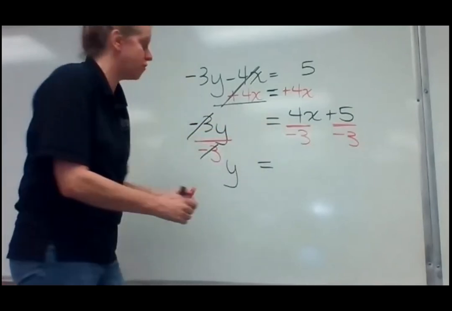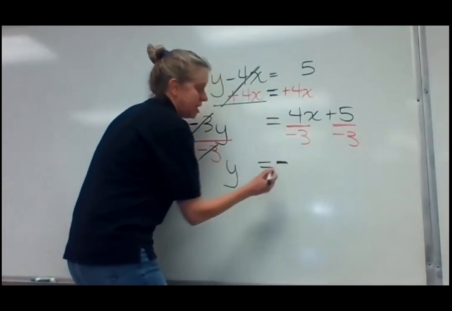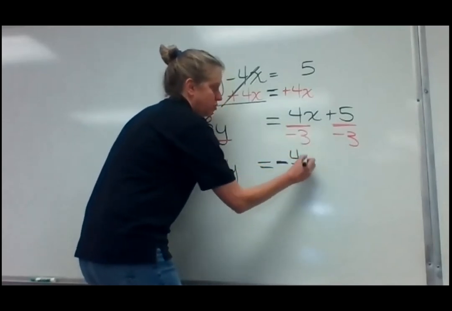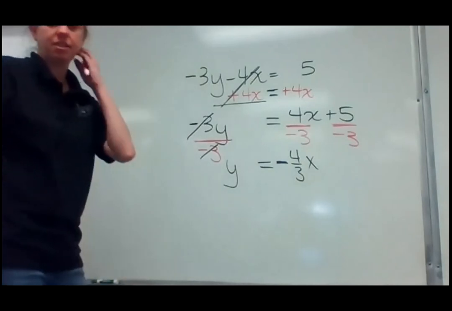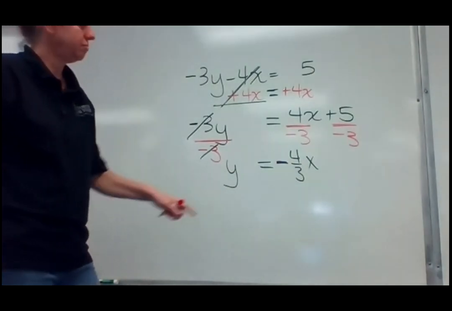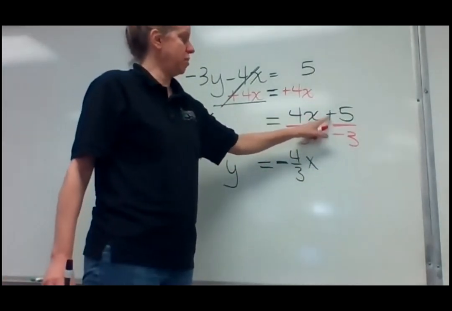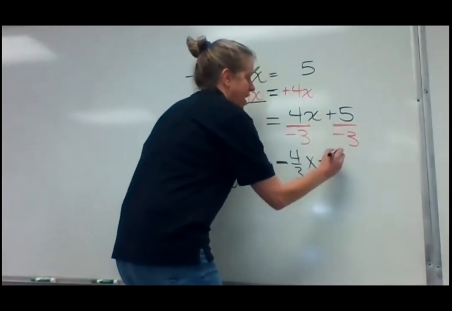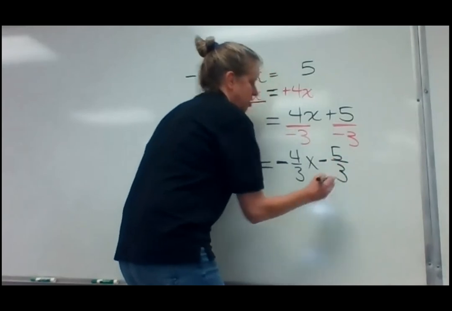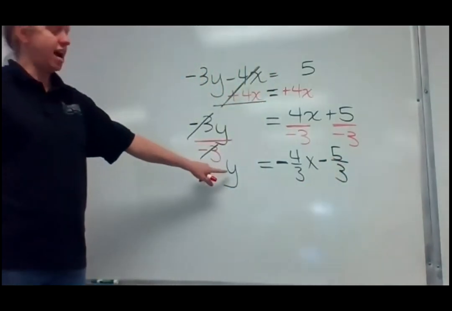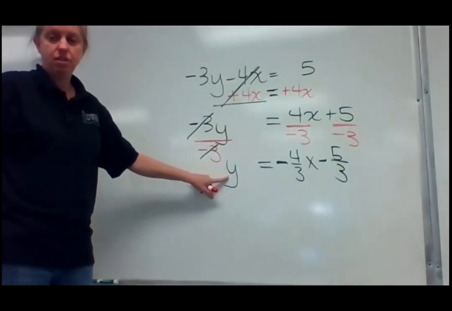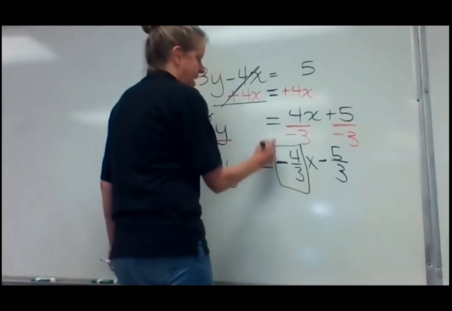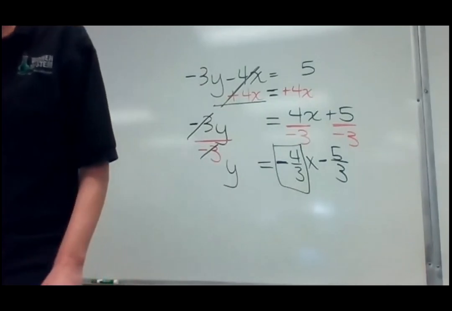I just have a positive over a negative, which just makes me be a negative. 4/3 doesn't reduce, so I just have 4 over 3 x. Again, a positive number over a negative number makes me negative, and 5/3 doesn't reduce, so I just have 5/3. Y is now by itself, which means the number hooked on to x is your slope.